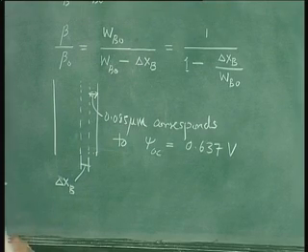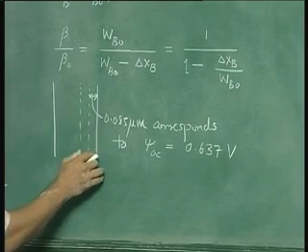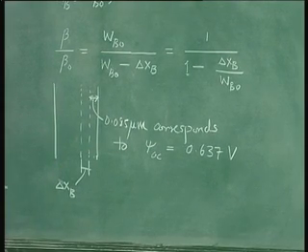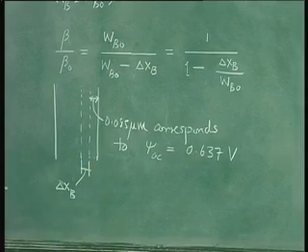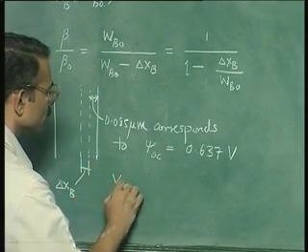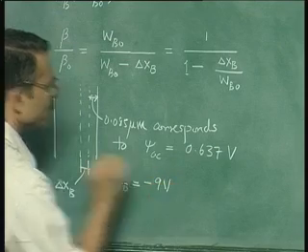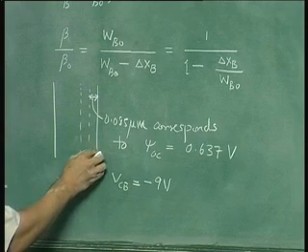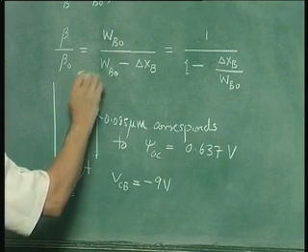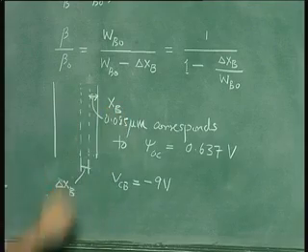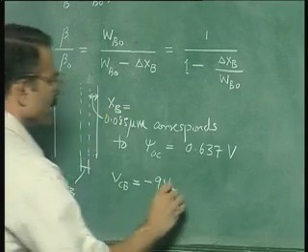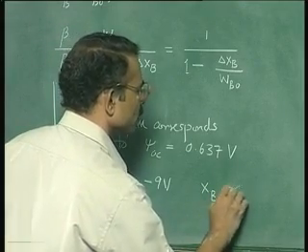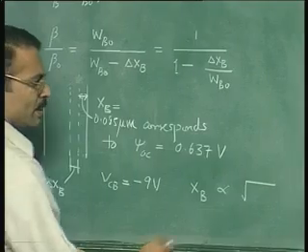Let us take a specific case. Supposing I want to find out the depletion width on this side for, let us say, 9 volts reverse bias. So VCB is equal to minus 9 volt. What will be the depletion width? Now one can find this out very easily. You know that this depletion width, we will call this XB. So XB is proportional to the square root of the potential drop across the depletion region.